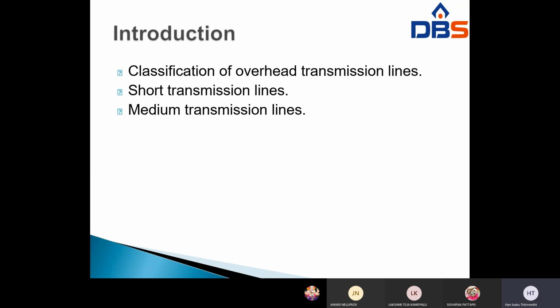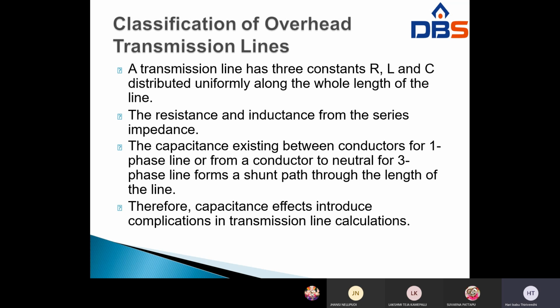Good morning, students. So last class we discussed the classification of transmission lines based on length and based on voltage: short transmission line, medium transmission line, long transmission line. A short transmission line is nothing but less than 80 kilometers and voltage less than 20 kV. So in a short transmission line, the effect of capacitance is neglected. That's why only resistance and reactance must be considered in a short transmission line.